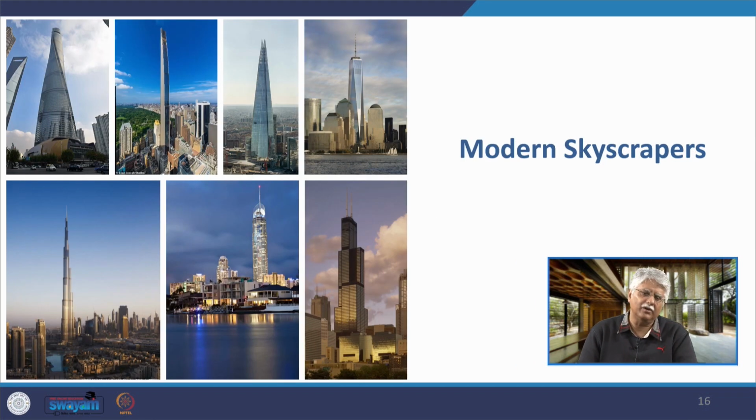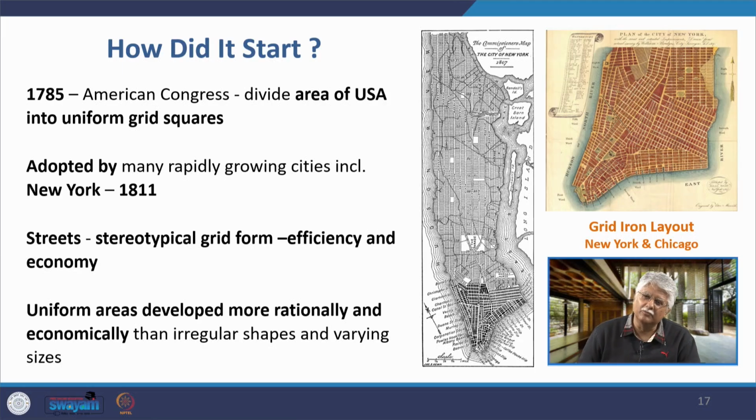Then we have other modern skyscrapers, like the Shard, the One World Trade Center, the Willis Tower, and the Burj Khalifa, which are all examples of modern day skyscrapers as we see them today, going all the way above 800 meters, as in the case of Burj Khalifa. How did the Chicago School movement, or Chicago School style, whichever you call it, how did it actually begin?